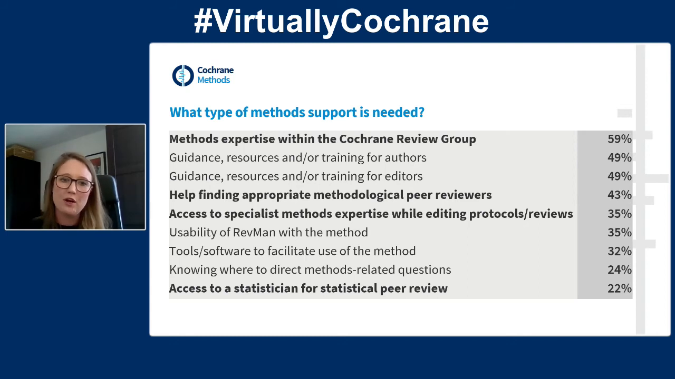And for those who aren't familiar, there are 17 different methods groups in Cochrane, and each is dedicated to a different method or a different review type. So you've got the bias methods group that's all about risk of bias. You've got the prognosis methods group, all about prognosis reviews, and then 15 others that are dedicated to certain methods or tools.